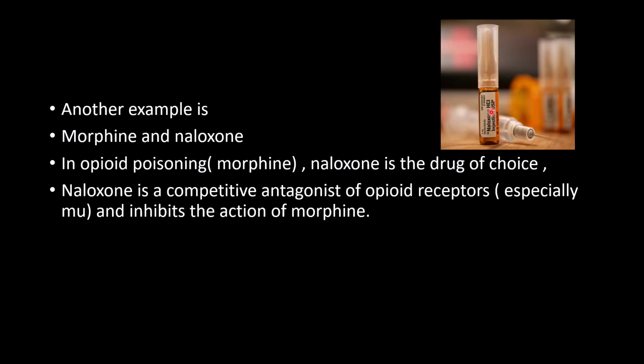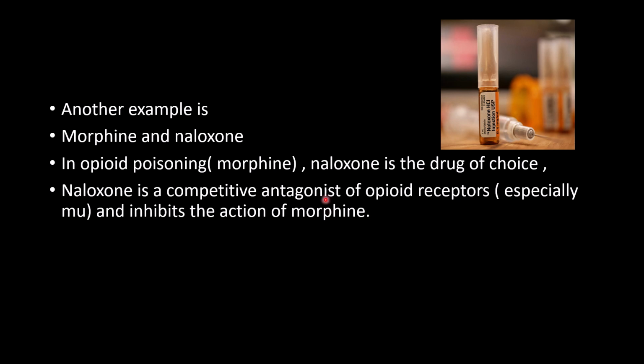Another popular example is morphine and naloxone. You all might have heard about opioid poisoning. What is the drug of choice in opioid poisoning? It is nothing but naloxone. The mechanism of action of naloxone is that it is a competitive antagonist of opioid receptors. It binds to the opioid receptors and inhibits the action of morphine.